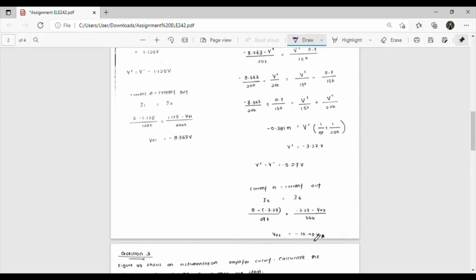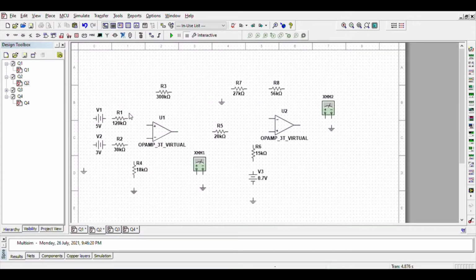Next, I will prove my answer in the simulation. For question 2, same as before, I have already laid out all the necessary components. I also changed the values of the components, and I also arranged them because it is easier for me to create and also reduces the time it takes to construct. Okay, I will construct it.